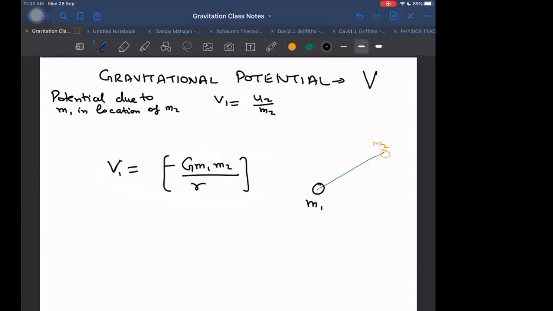So what is that equal to then? Dividing by M2 on both sides, we get minus G M1 by R is equal to V1. Now we understand that if it is V1, then it is this. Similarly, if it is V2, then it will be minus G M2 by R, that is M2 in the location of M1. So we need not use this subscript, we don't need to write this additional thing. We just write it as minus GM by R.